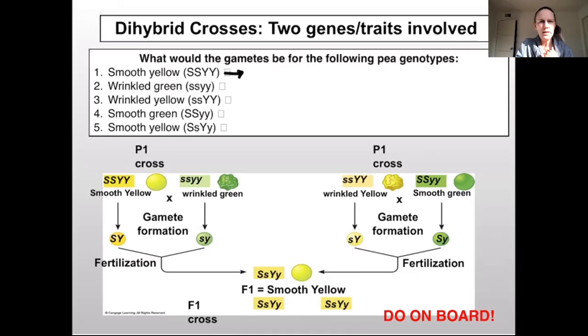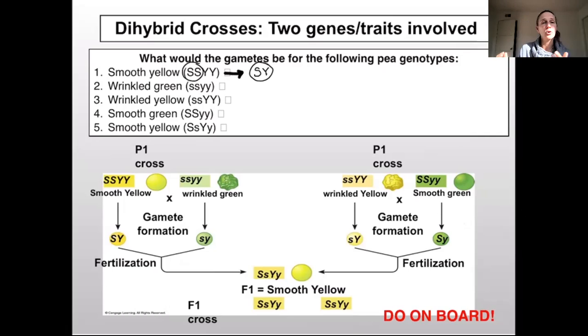All right, so here we are looking at smooth yellow, right? So that is the phenotype, smooth yellow. The genotype is big S, big S, big Y, big Y. What are the gametes that can be produced? Remember, each pair is going to segregate, the law of segregation. So the gametes are going to be one S, because those S's are going to split up, and one Y. That's the only gamete that can be produced by that organism, right?